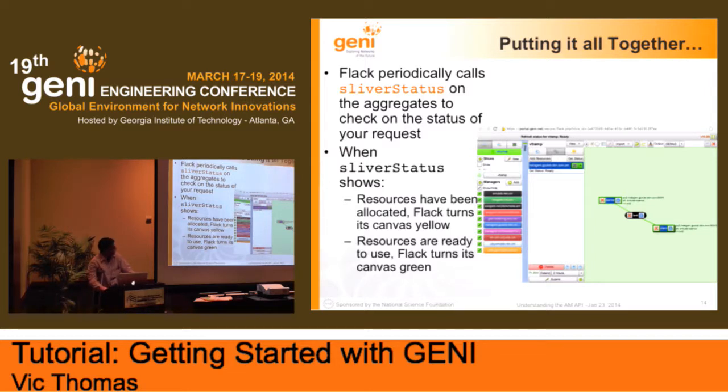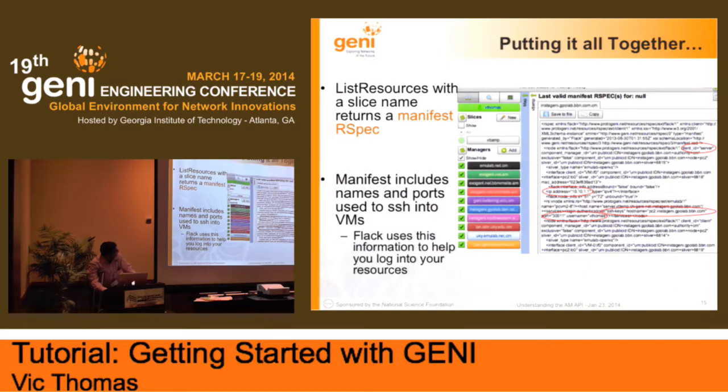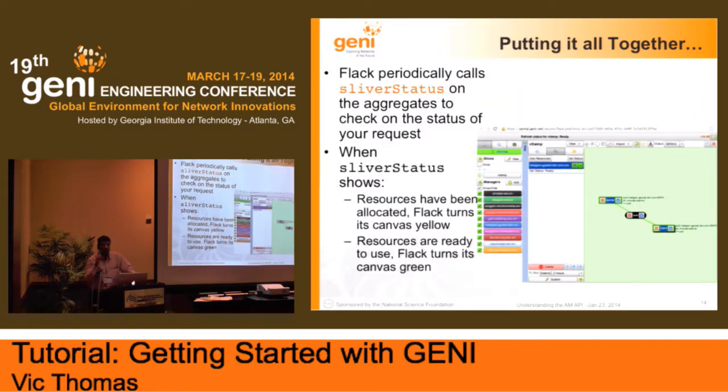So after all the resources have been provisioned and are ready to use, FLACK turns the canvas green, and you are then able to SSH. Now, if you recall, there was a little button that you could press, especially if you're a Unix user or a Mac user, that had the SSH information. Well, where did that come from? FLACK parsed the manifest RSpec, which had information about which port number you should use to log in and what host name you should use. All that came in the manifest, and that's how FLACK knew to populate the information on its screens and let you log in and do things like that.